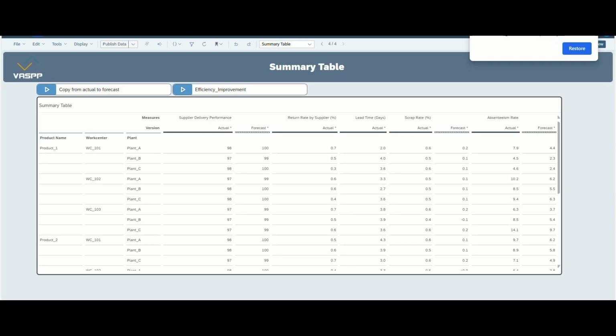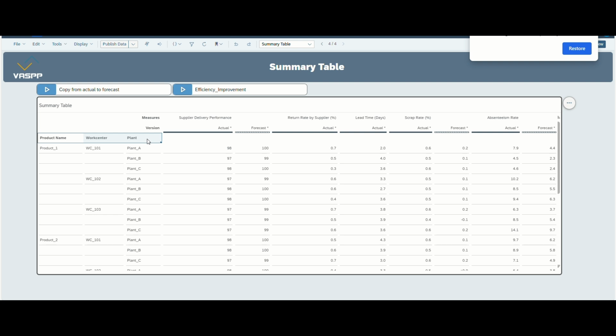The final page offers a comprehensive, comparative summary of key operational KPIs, broken down by product, work center, and plant, bringing together insights from all preceding pages into a single, actionable table.